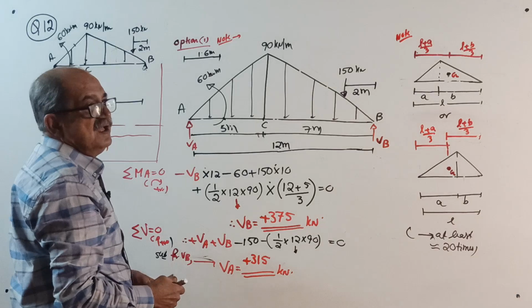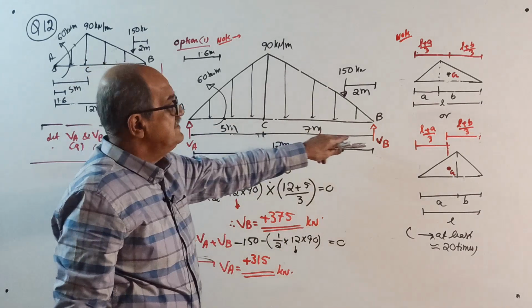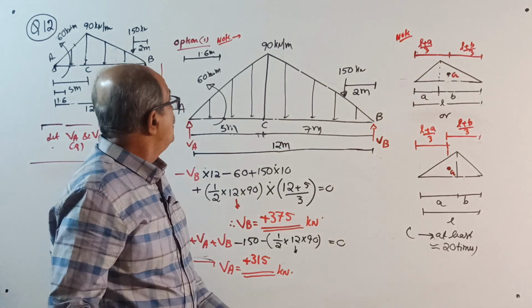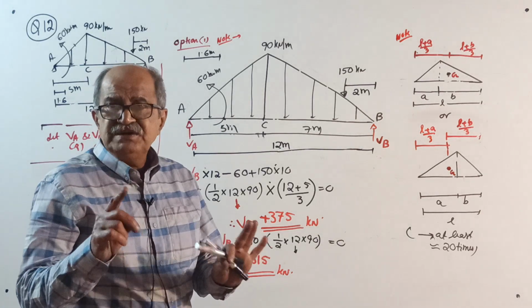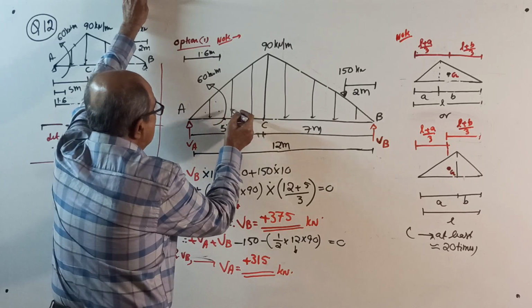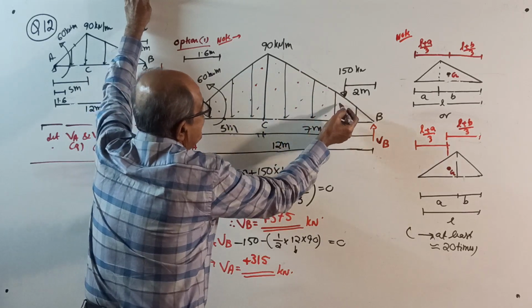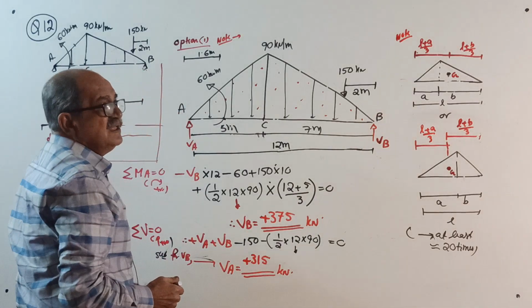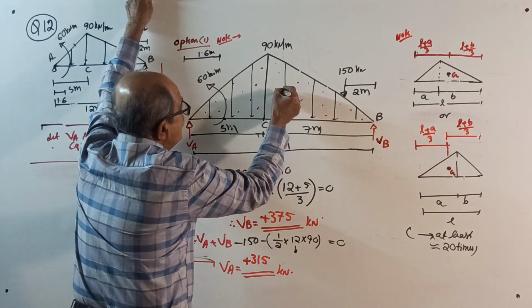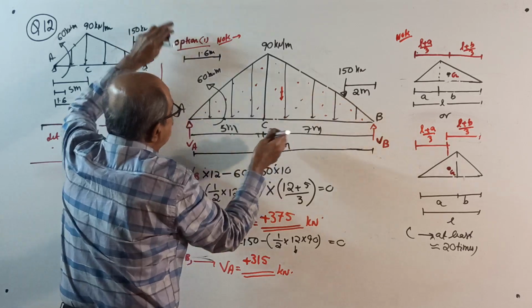Note. This uniformly varying load has one side length 5 meter, the other side 7 meter. So the centroid is not at the midpoint. We have two options. In the first option, we will consider the entire load, as a single triangle. Then this is 5, that is 7, so the centroid will be somewhere here. That is where the resultant force will pass.